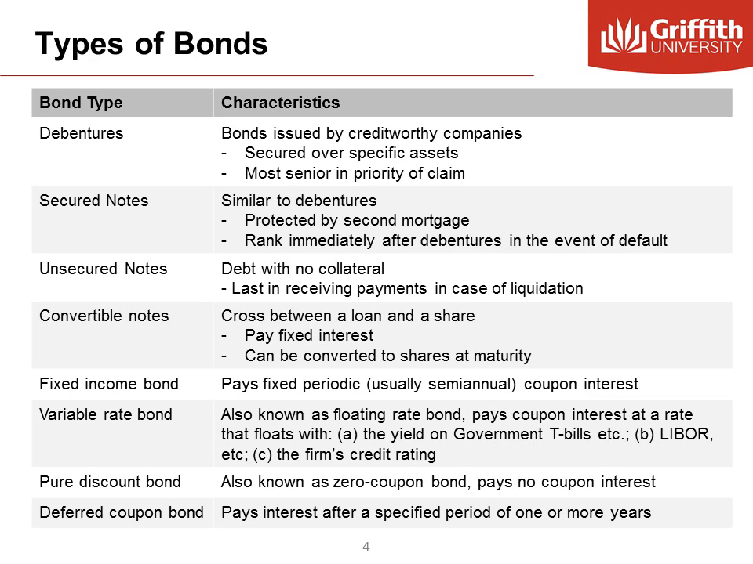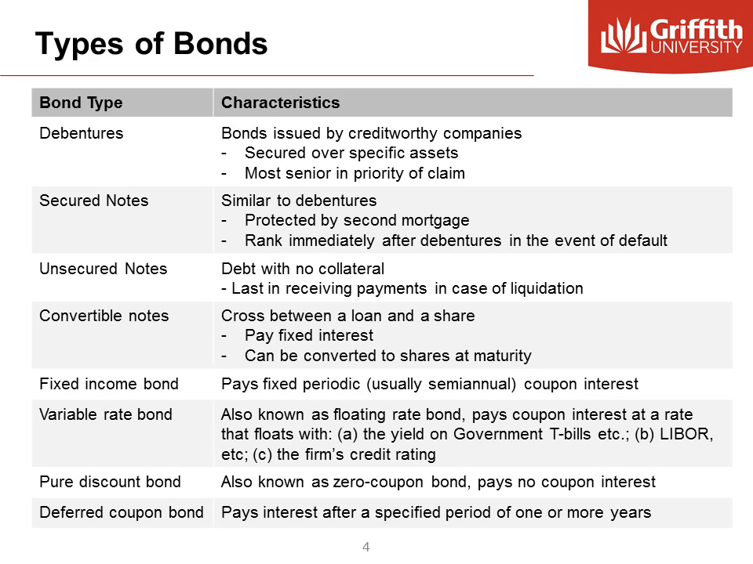Convertibles, as the name implies, are debt securities that can be converted to ordinary shares at maturity. A fixed income bond pays fixed periodic, usually semi-annual coupon interest, and the principal is repaid on a specified maturity date. A variable rate bond, also known as floating rate bond or floater, pays coupon interest at a rate that floats with either the yield on government T-bills, the LIBOR, the firm's credit rating, or some other formula.